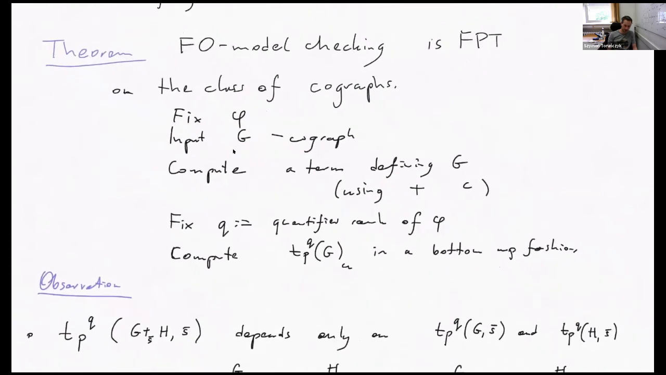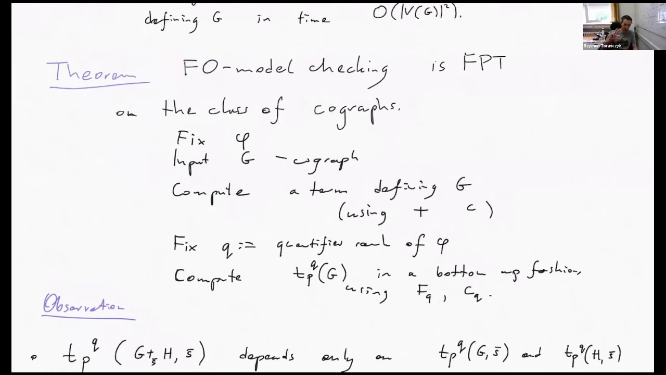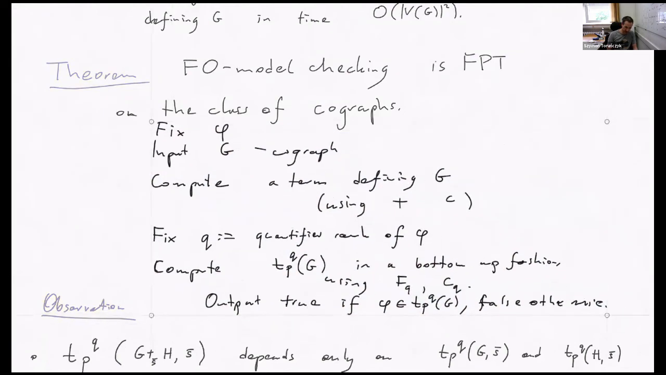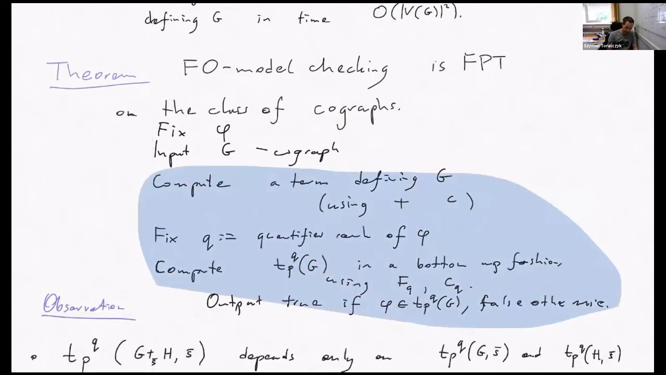Using the two functions, F_Q and C_Q. And once we compute this type, we can determine whether the sentence phi belongs to this type or not. So output true if phi belongs to this type and false otherwise. So that's the algorithm. And that's a rough sketch of the proof of this theorem and an illustration of this composition method.